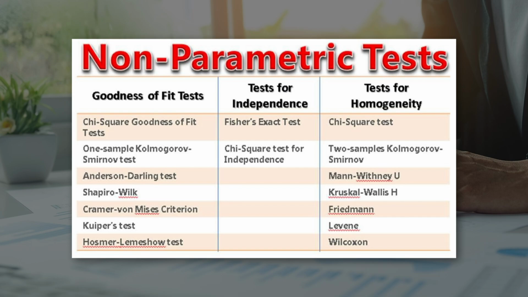So one sample Kolmogorov test is there, and chi-square test for independence, and two sample Smirnov is there. So Anderson-Darling test is a test which talks more about Mann-Whitney test, and then Kuiper test is there, where we are going to see the Levene test for homogeneity, and this is the way.